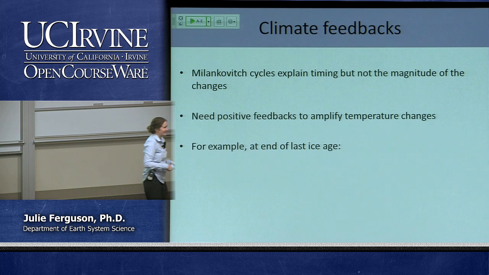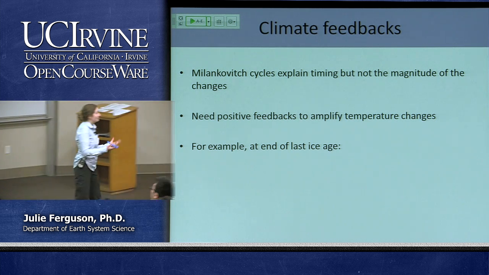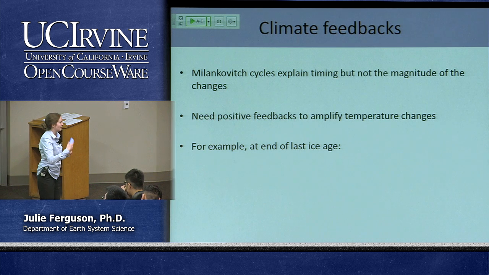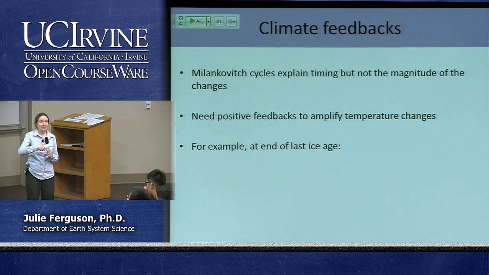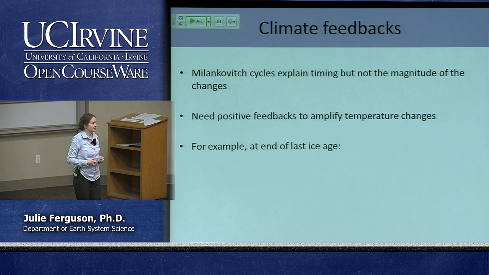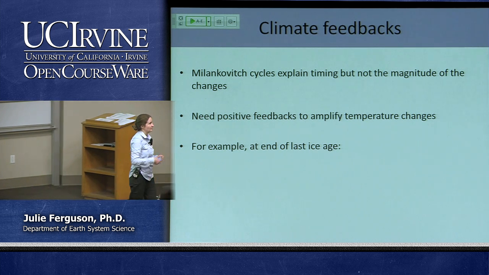The question is, at the end of the last ice age, we saw a little bit of warming due to the Milankovitch cycles, but we need to see actually a lot of warming to get into the full interglacial conditions. So we have to have positive feedback processes going on. So what positive feedback processes might be happening? Yes?